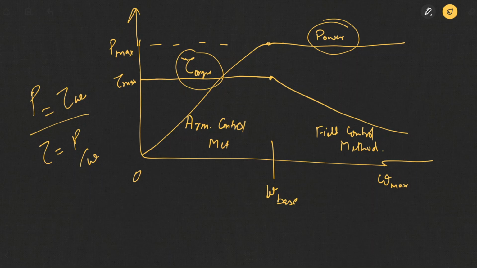Next we'll take up the separately excited DC motor, study its speed-torque characteristics, and also see how we can control the speed of the separately excited DC motor.